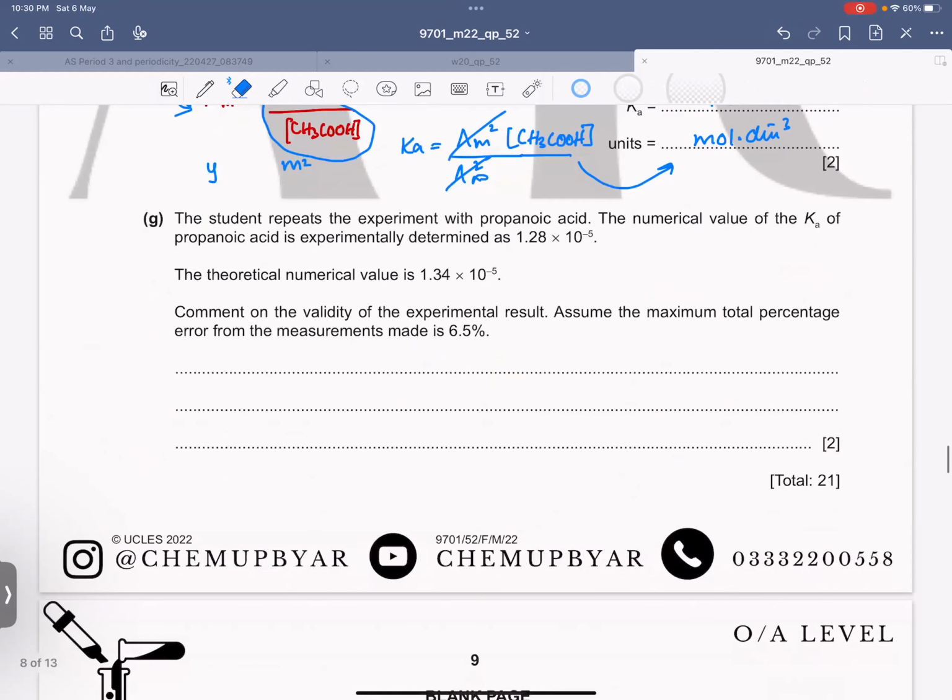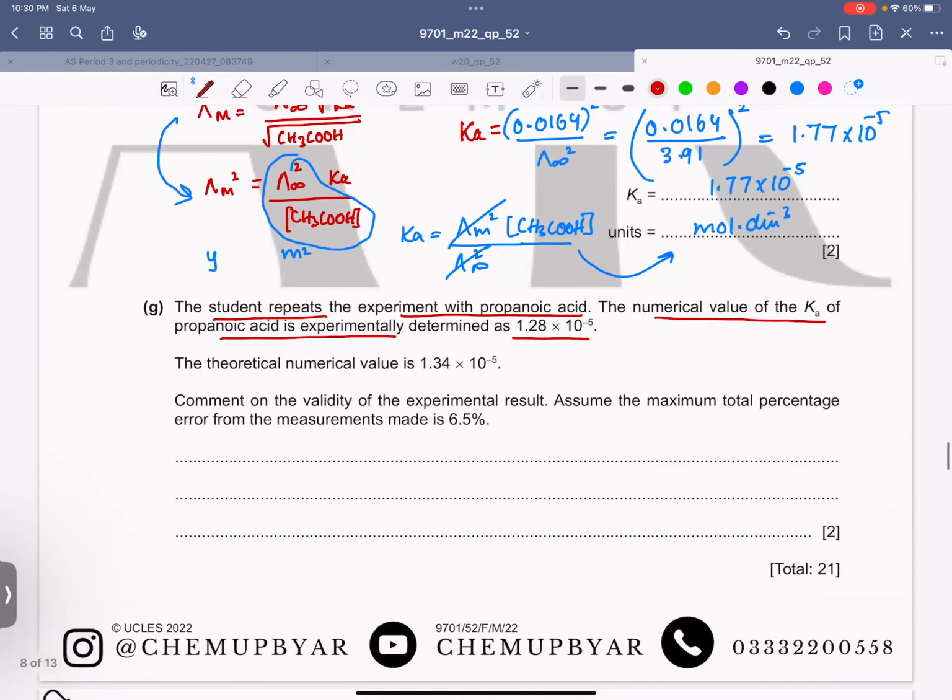Okay. Now the G part. The student repeats the experiment with the propanoic acid. The numerical value of Ka of propanoic acid is experimentally determined as 1.28 exponent minus 5. The theoretical value is 1.34 exponent minus 5. So the theoretical value is bigger and the experimental value is smaller.